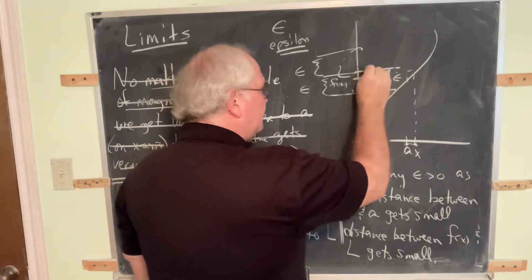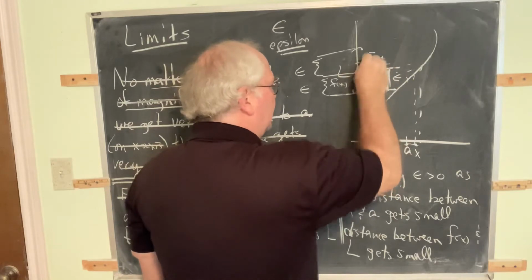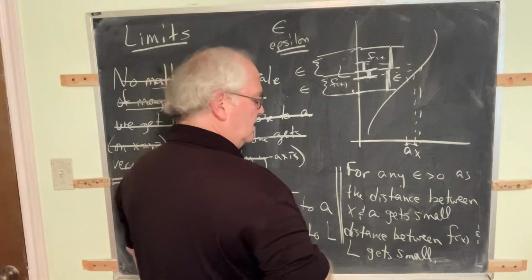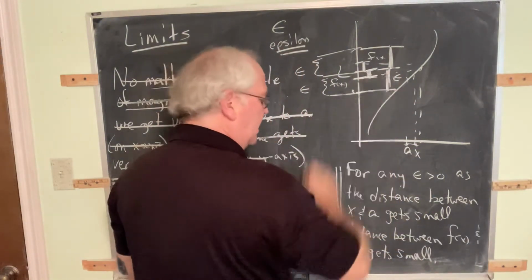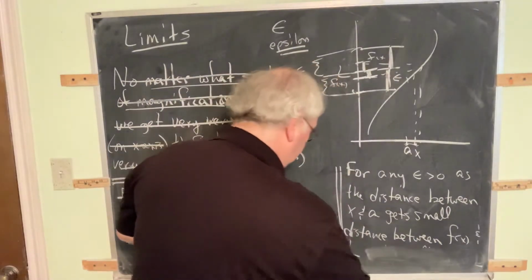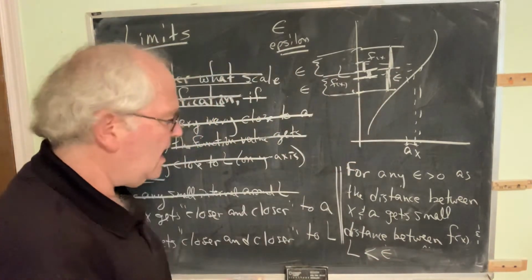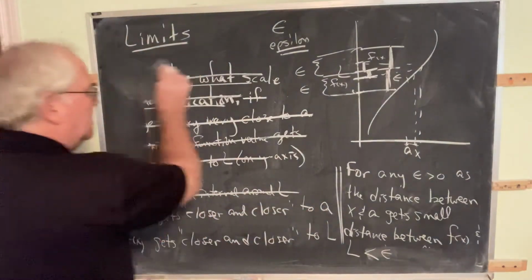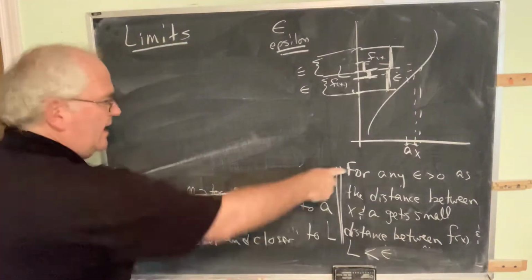Here's f of x, the distance between f of x and L is less than epsilon. So when we say the distance between f of x and L gets small, we know how small we want it to get. We want the distance between f of x and L to be less than epsilon. And now this is really starting to smell mathematical. In fact, this next piece is going to really get us to jump into the mathematics notation. For any epsilon greater than 0.